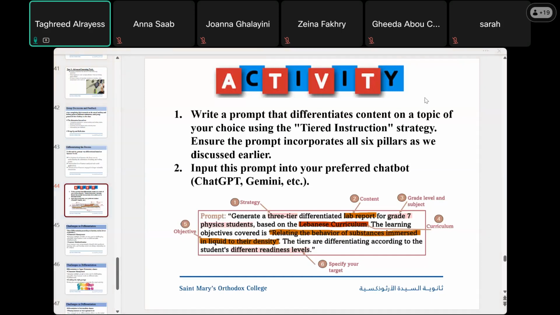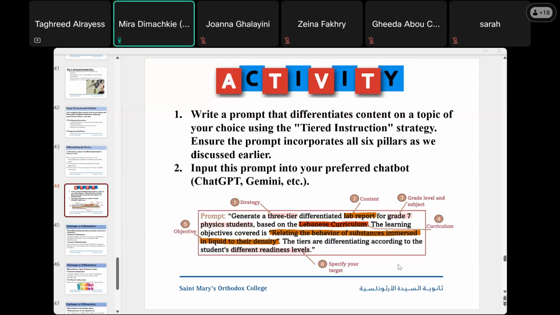Okay, I think we can proceed. Were you able to try to apply it? Let me open the chat so that I can see. Okay, who would want to share their overview? Mira, would you like to share?